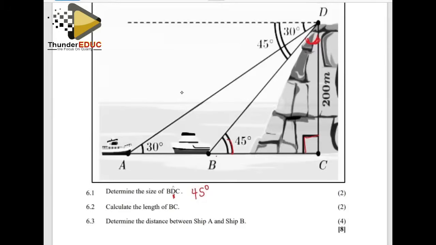So this is a right angle triangle, meaning that this angle is a 45-degree angle. Okay. Then what is the reason? It is going to be angles in a triangle. BDC. So that is a 45, angles in a triangle.